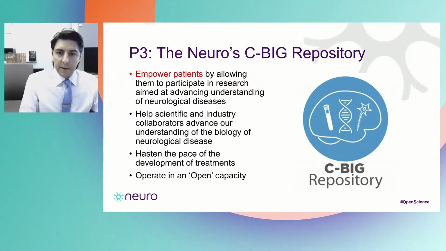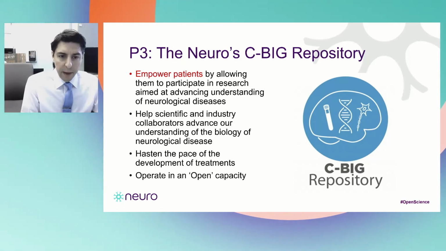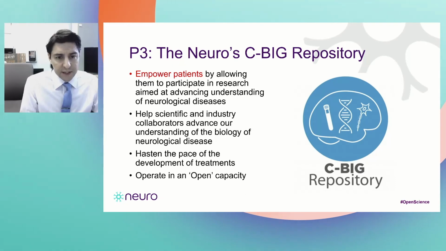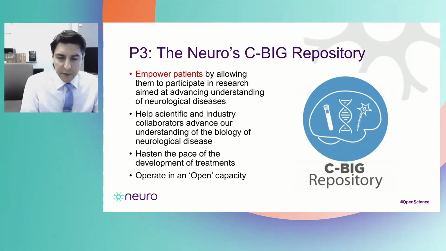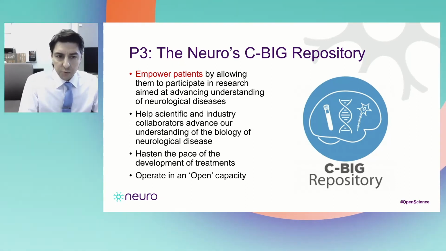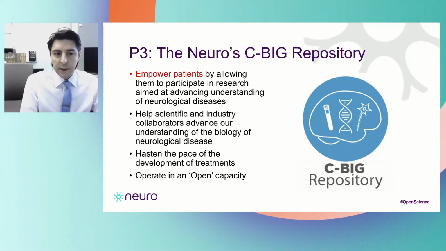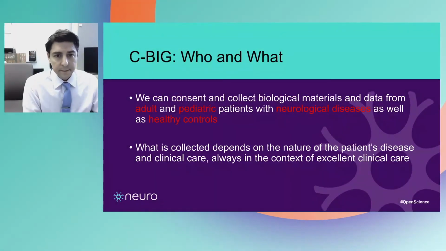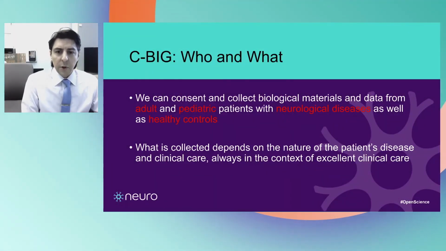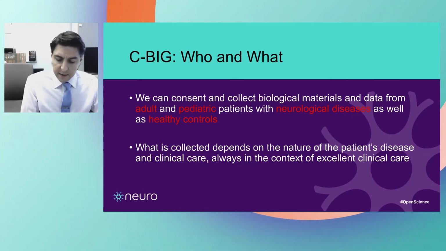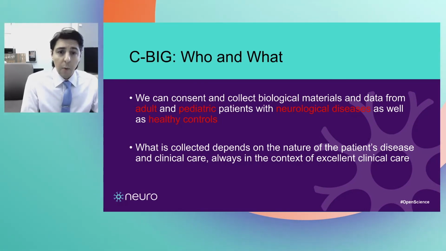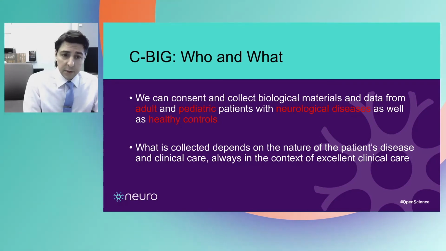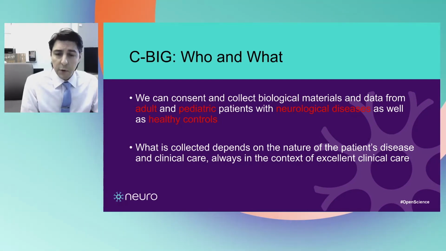The main goal of the CBIG repository is to empower patients. We have very little to offer patients with some of these rare neurological diseases, and by contributing biospecimens and data, these patients are directly helping scientific and industry collaborators to help advance our understanding of their diseases. So we are allowed to consent and collect materials from a wide range of patients, meaning both adult and pediatric patients with neurological diseases, as well as healthy controls.